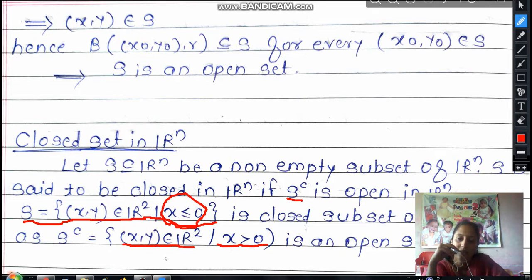And previously we proved the set S complement is an open set. Okay, get it? Is the idea about closed sets in Rn clear? Okay.